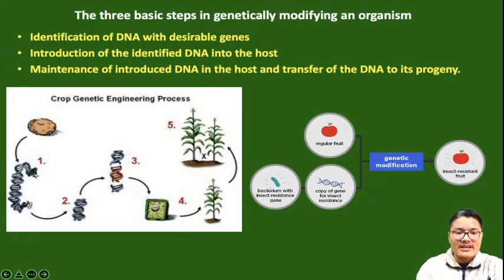After isolating it, we'll be introducing it into the host cell. After introduction into the host cell, after multiplication, after cell division, and even after the next generation, if we could maintain them for say 5 to 6 generations, then we are achieving the technique of genetically modifying an organism. So this is a simple three-step introduction about how we are genetically engineering an organism.